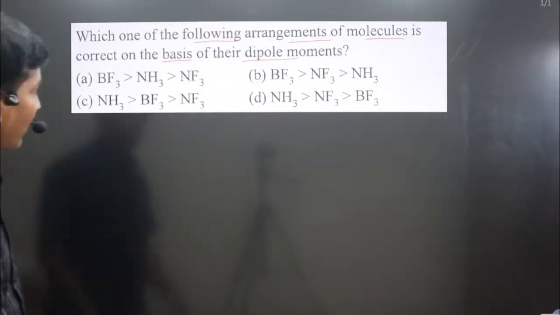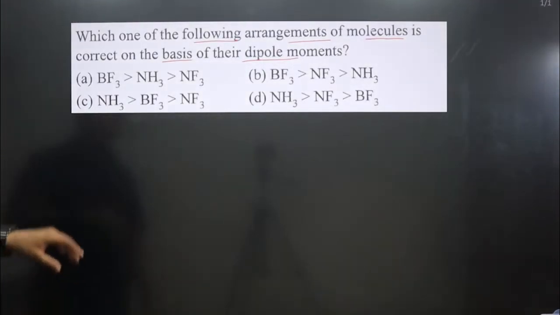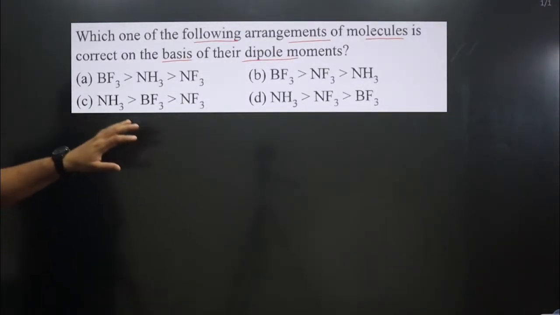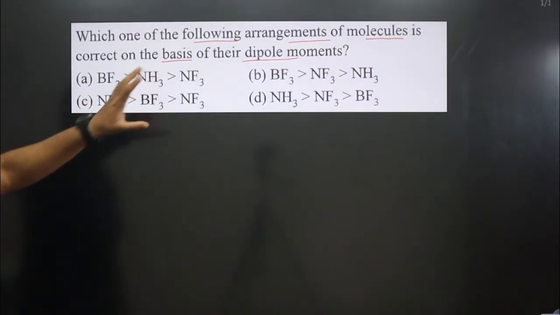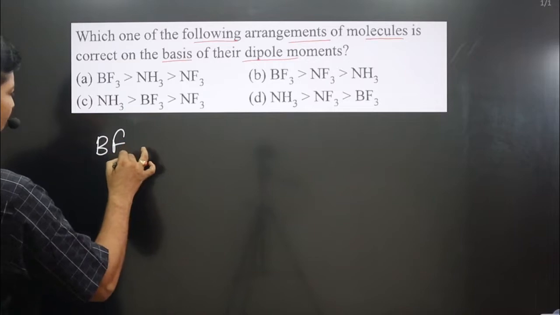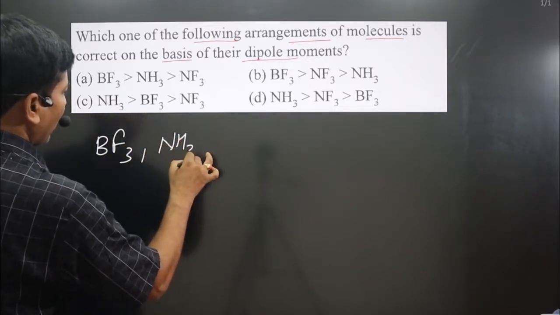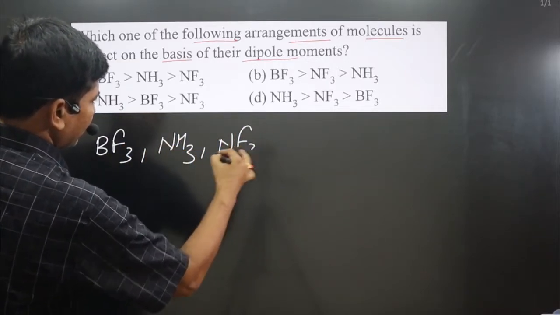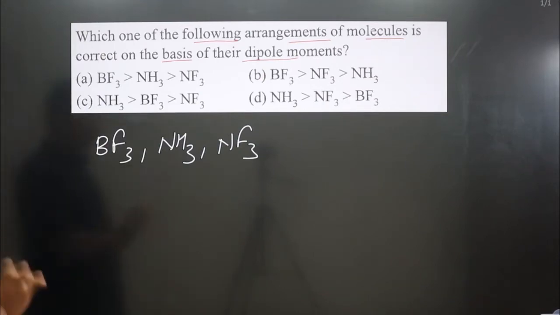For example, you can see 3 compounds we have. From any option we can take these 3 compounds: BF3, NH3, NF3. Let me write it. This is BF3. Next we have NH3 and then we have NF3. I am talking about BF3.